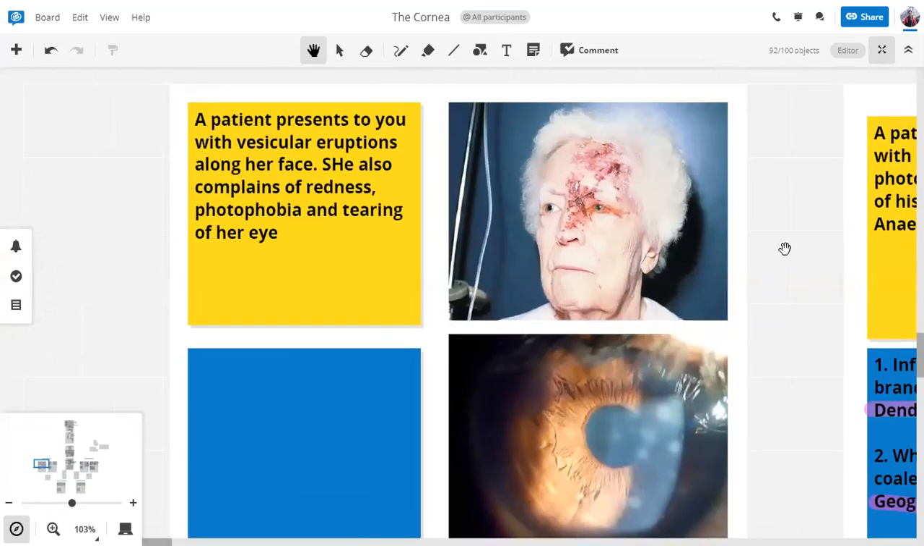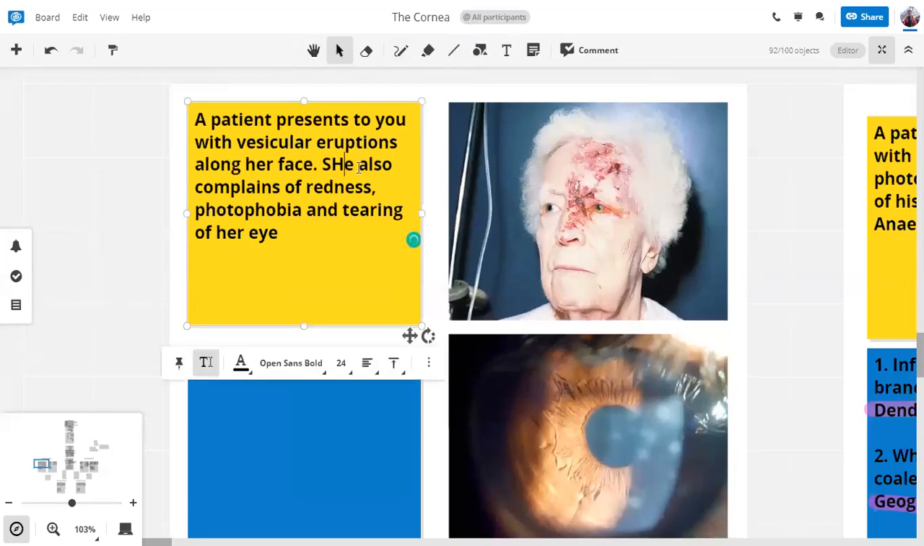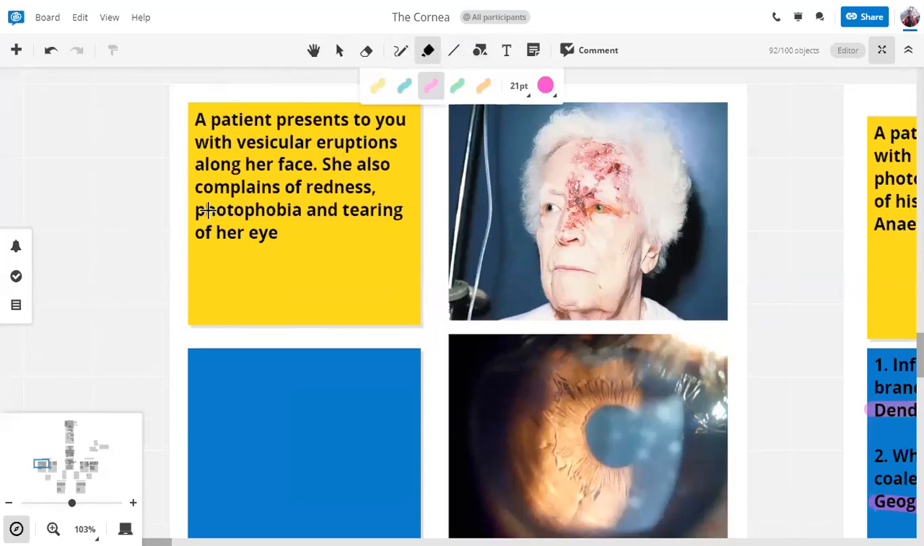Now moving towards our second case. Our patient, she complains of redness, photophobia, and tearing. We know that, all right, the cornea is being affected. When we talk about tearing in this context, specifically, what is this tearing? Tearing of the eye. There's another term for this.